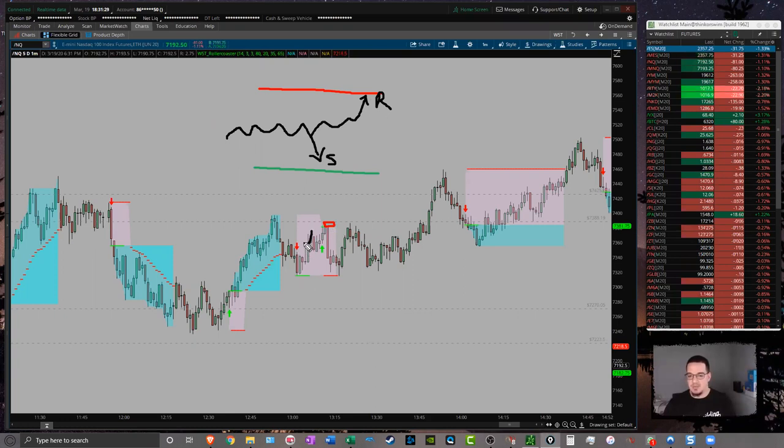This short wouldn't have been that bad. It had plenty of space to get down to the next support, so price had the ability to move. But it didn't work out because it didn't trigger. This one triggered and it lost.